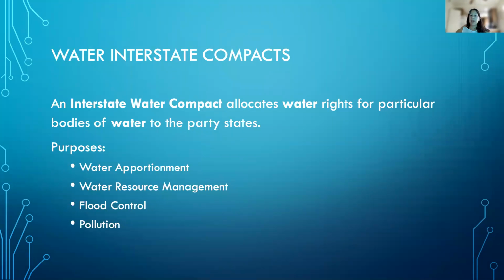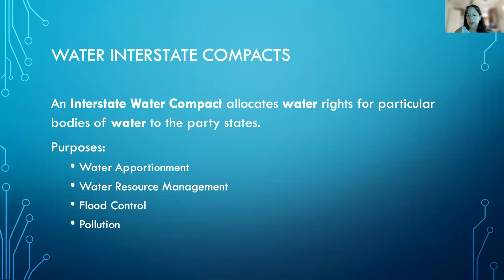So how does this apply to water? Water interstate compacts. There are many interstate water compacts, and if you put in that phrase, you'll see a lot of them. They allocate water rights for particular bodies of water to the party states. The purposes of interstate compacts, I've seen four primary purposes between the compacts: water apportionment, water resource management, flood control, and pollution. There are very, very few having to do with pollution.